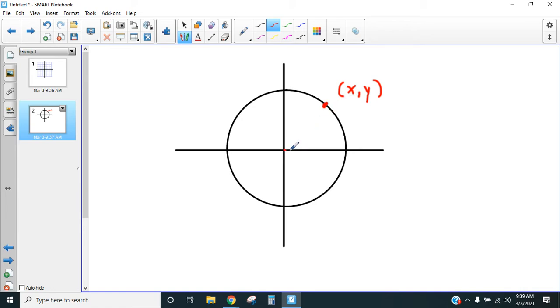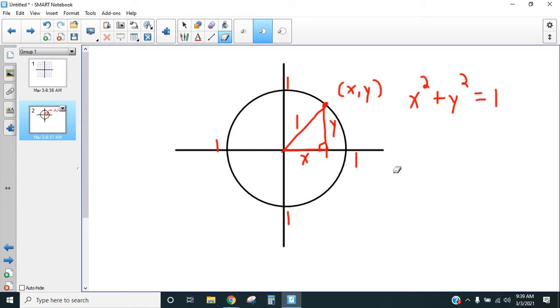X is the distance from here to there. So this is x. What's this? That's y. On the unit circle, remember we talked about the unit circle. Unit circle has a radius of 1 everywhere around. And that means no matter where you draw from the center of the circle to the edge of the circle, the radius is 1, right? So if we set up the Pythagorean theorem here, we would say like this. You don't have to write this down, but it would look like that. Now, what's 1 squared? 1. So we end up with this.